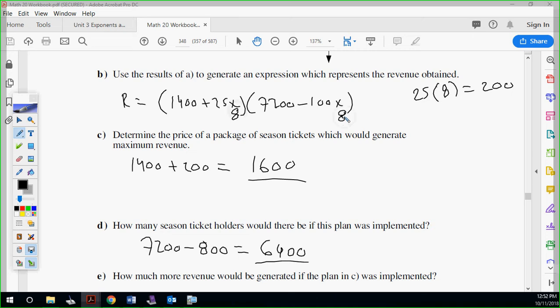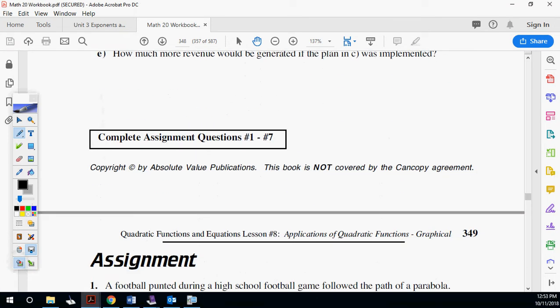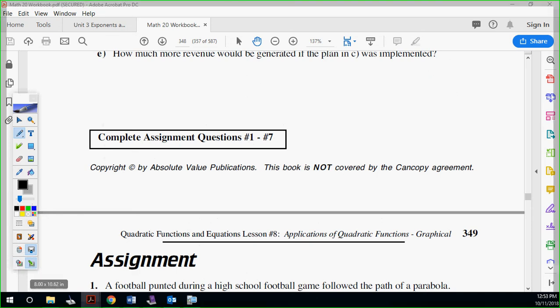Okay. How much more revenue would be generated if the plan in C was implemented? So you want to figure out how much money they'd make if they didn't change, versus how much they're gaining by changing it. So this is our last piece here. Okay, so I'll just put original plan, original revenue, OR. The original revenue would be 1,400 times 7,200, right? That one is 10,080,000.